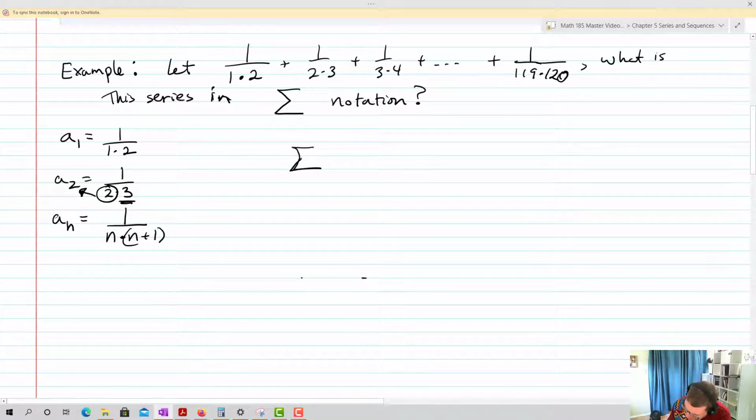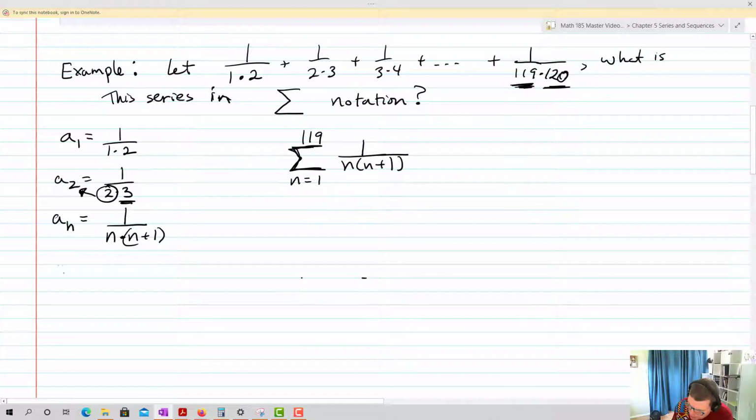Now we need to figure out where we're going to go up to. Notice that we're going to go up to 119, because n will be 119 and then n plus 1 is going to be 120. So we get the sum from n equals 1 up to 119 of 1 over n times n plus 1.